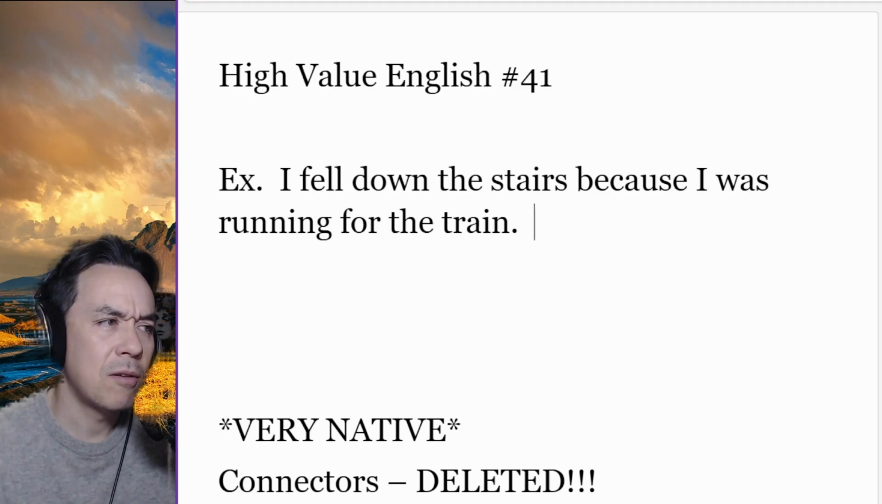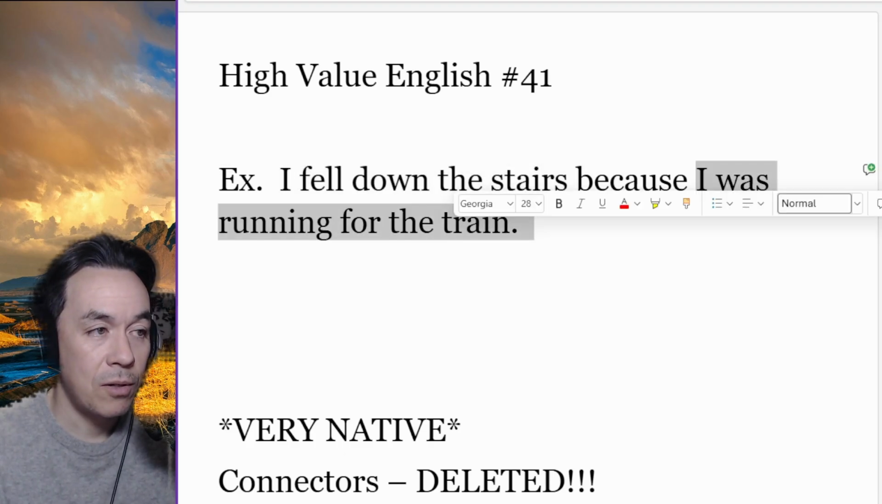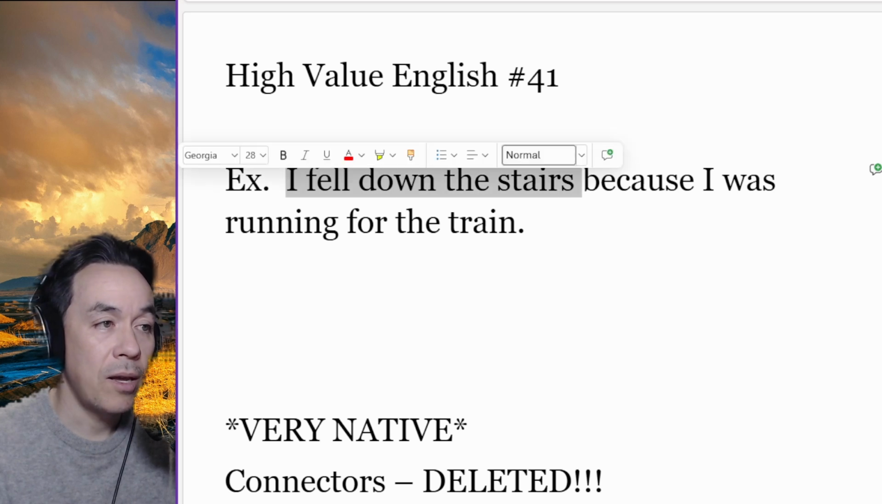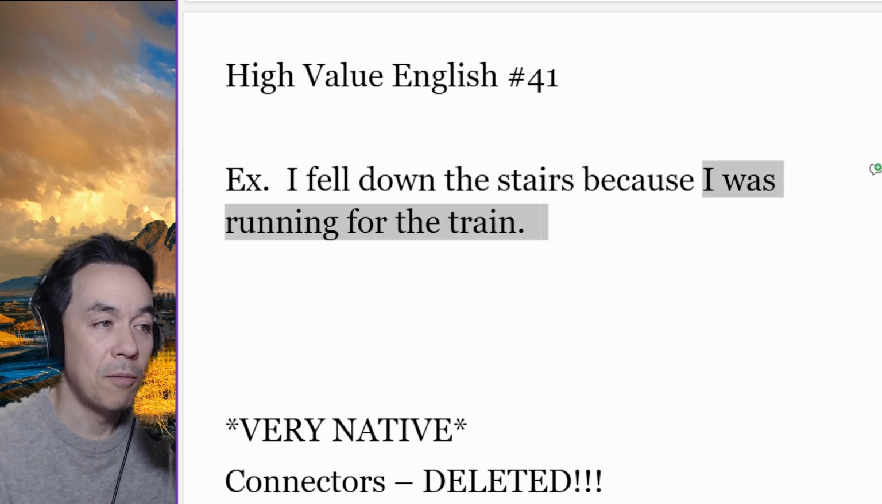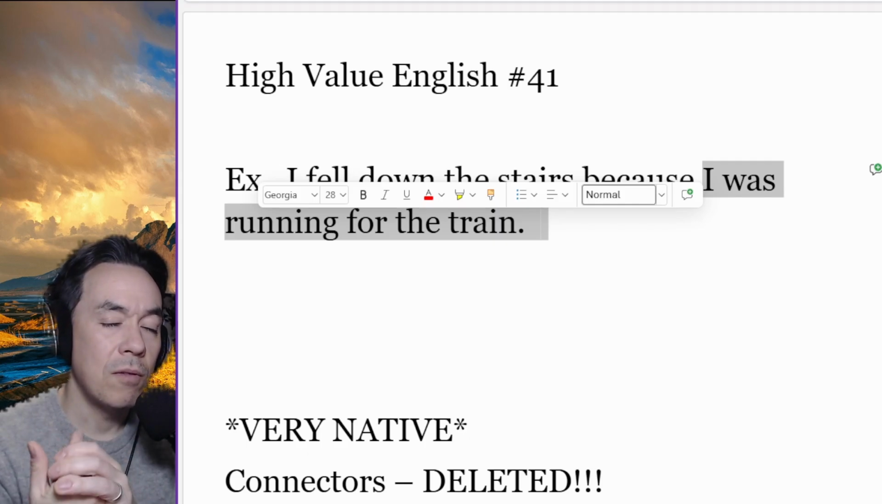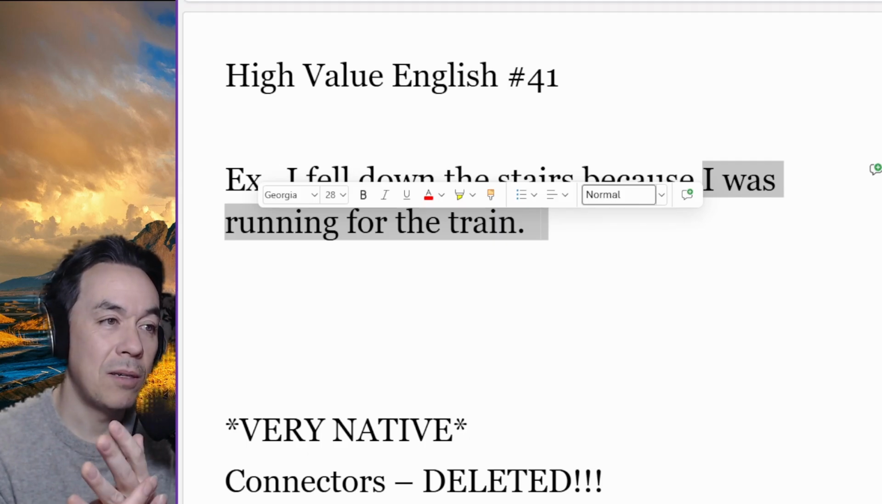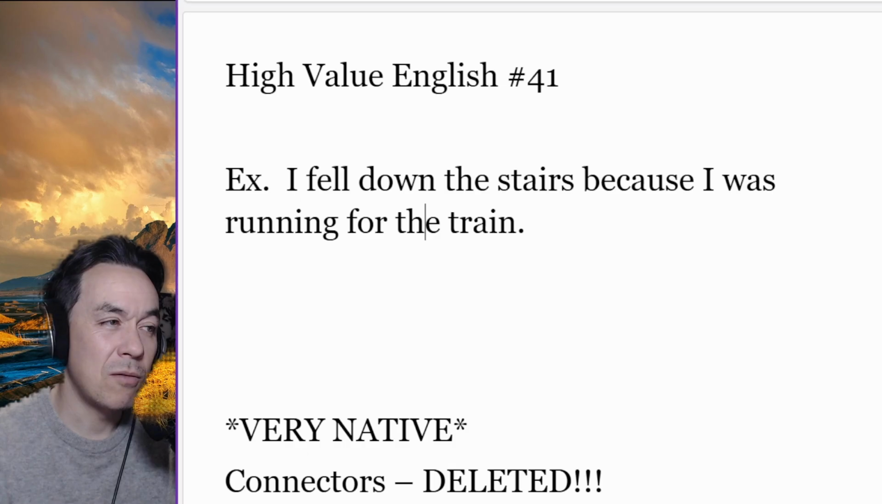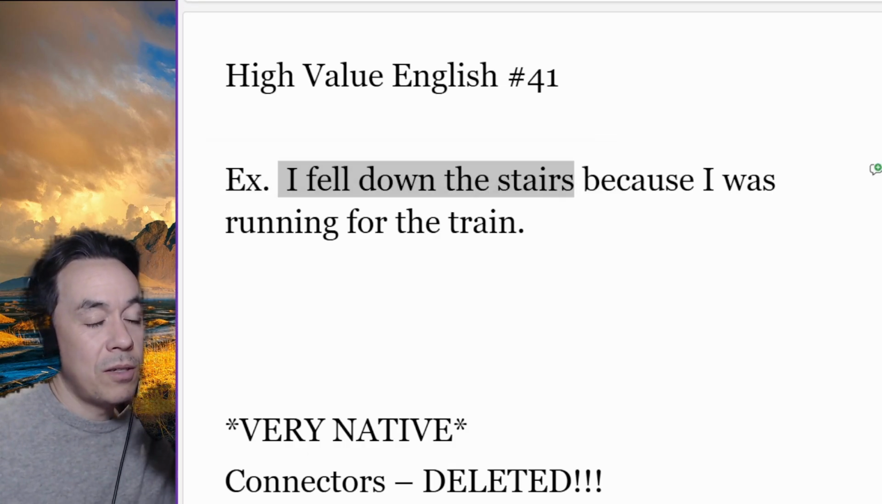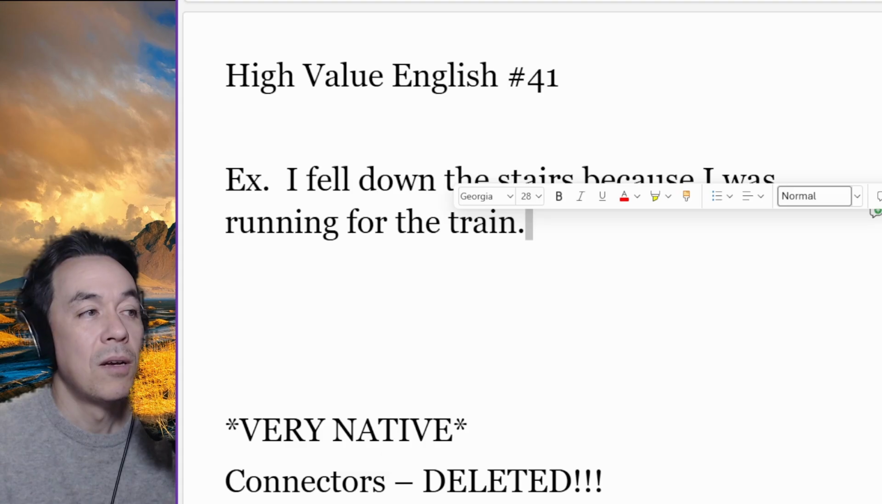Often my students will write very short sentences. I fell down the stairs, stop. And then I was running for the train. But actually, I recommend this type of part A, because part B is like the shortest length that you should be speaking. Anything that's shorter than this is kind of a very young children's way of speaking, I think.